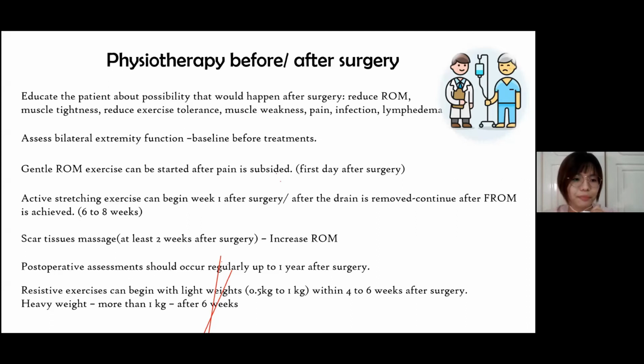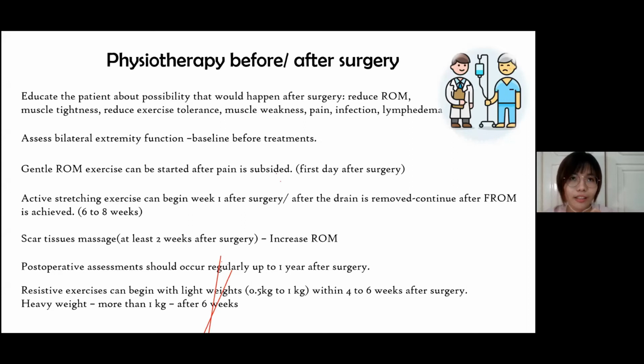Then after that, we can do some soft tissue massage if the wound is already okay and dry, and the suture is removed, and at least 2 weeks after the surgery to increase the range of motion. Okay, post-operative assessment should be done up to 1 year. Even after the surgery, keep following up with the patient for 1 year.